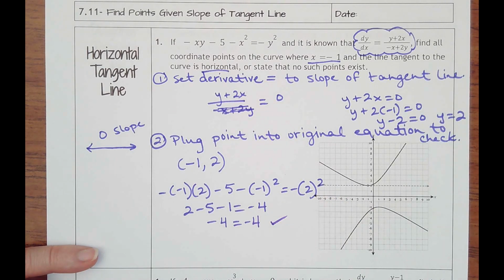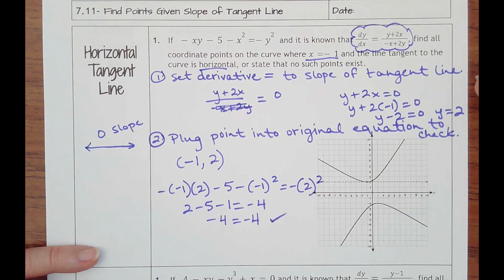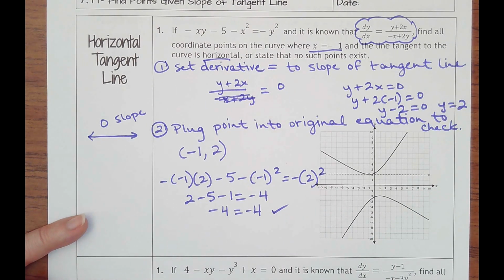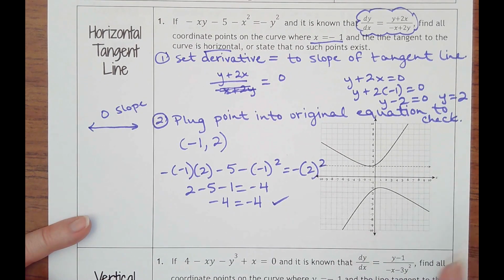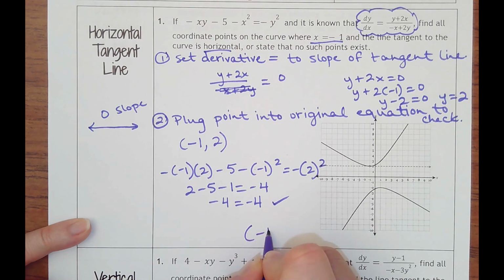That is true. So not only was I able to get the slope right, but I also figured out that is actually a point on the graph. So that is true. So it just wants the coordinate points where it has that specific x value and the tangent line has a specific slope. So our answer is going to be the point -1, 2.